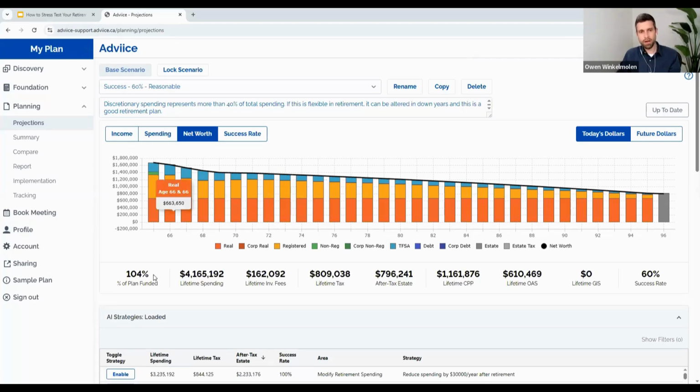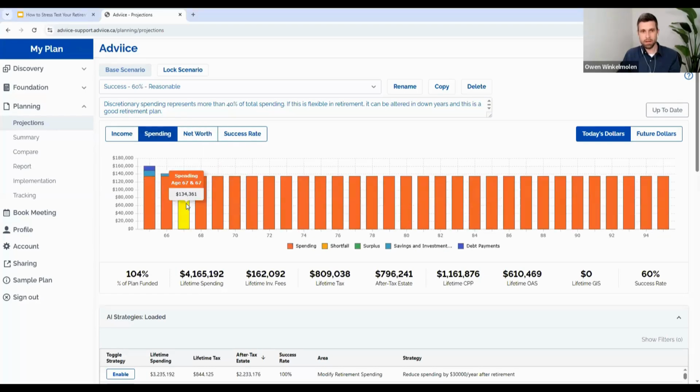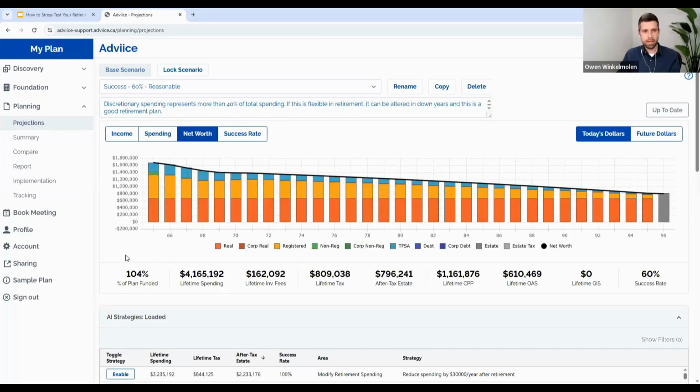So two numbers to highlight. Let's first talk about plan funded before we get to success rate. Plan funded is really a measure of how well the income from the plan and the investment assets are able to meet the spending goal within the plan. So here we've got a spending goal, 134,000 a year over the course of retirement. This plan funded ratio is measuring the income sources and the investment assets and how well those are able to meet the spending goal over time.